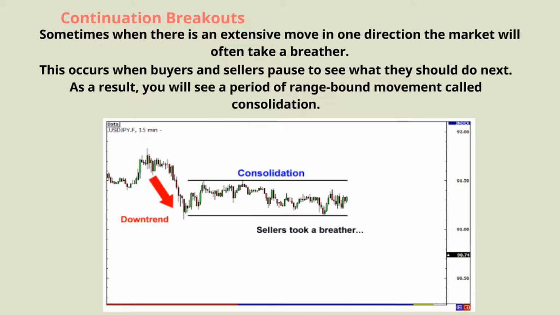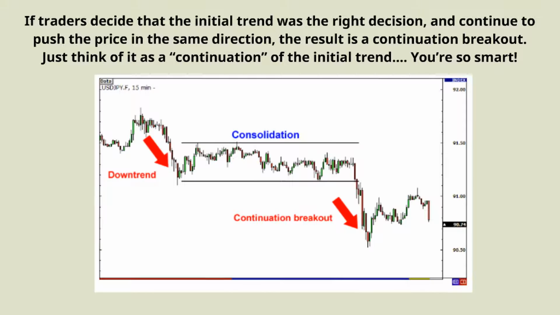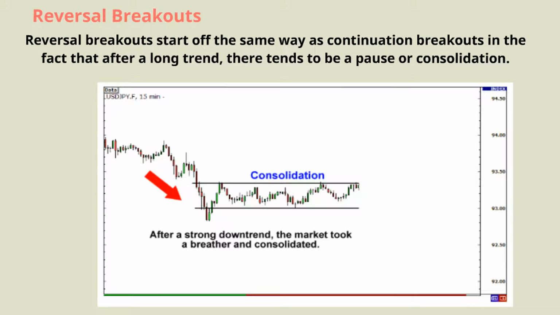Continuation breakouts. Sometimes when there is an extensive move in one direction, the market will often take a breather. This occurs when buyers and sellers pause to see what they should do next. As a result, you will see a period of range-bound movement called consolidation. If traders decide that the initial trend was the right decision, and continue to push the price in the same direction, the result is a continuation breakout. Just think of it as a continuation of the initial trend. You're so smart.